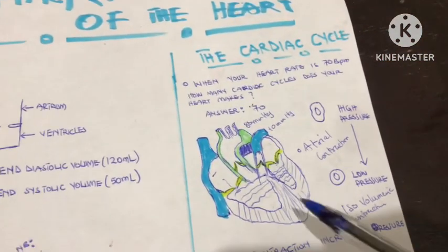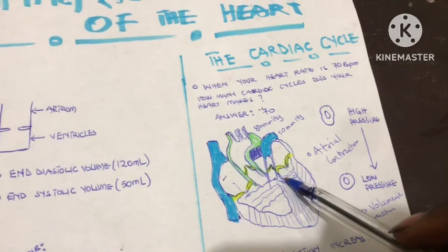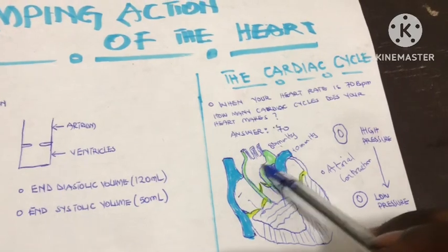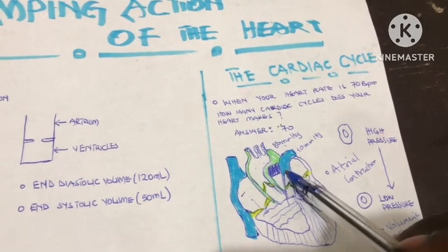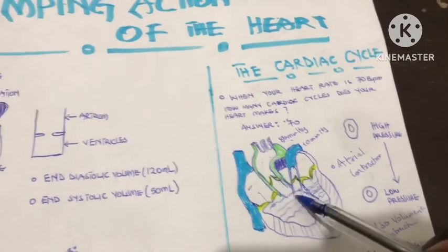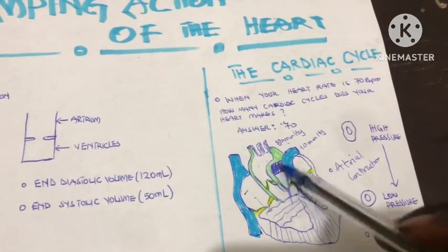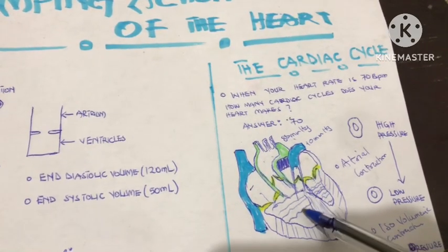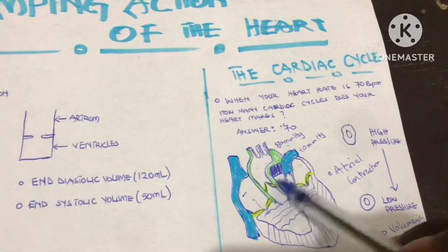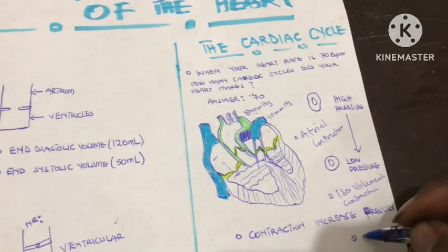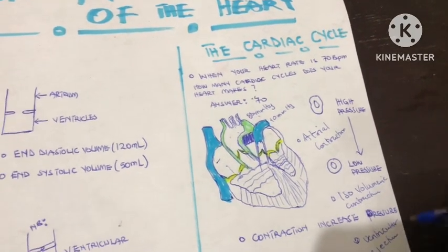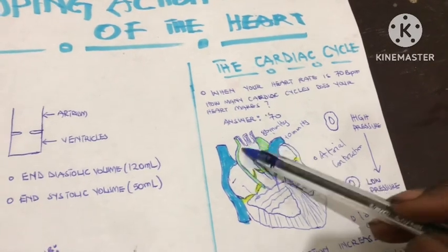So the pressure in the ventricles increases to a point where it exceeds the pressure in these blood vessels, the aorta and the pulmonary trunk or artery. Understand? So when the pressure exceeds them, blood is now ejected from the ventricles into these blood vessels. That phase is called ventricular ejection. You understand? So the blood is being ejected into these vessels.